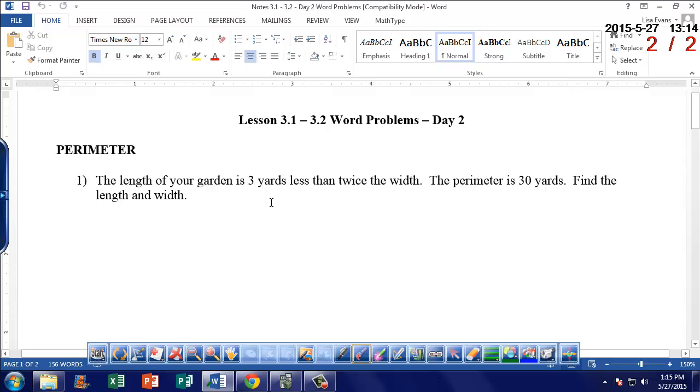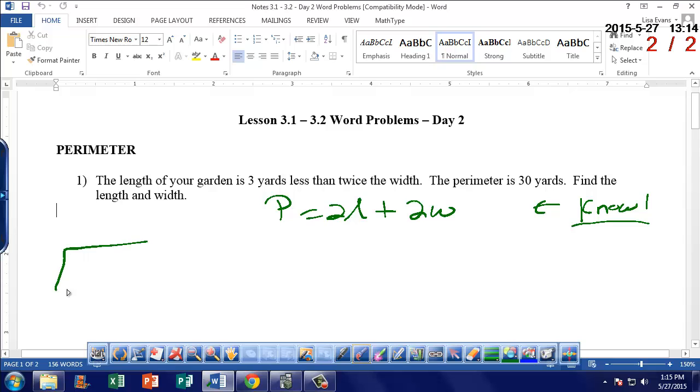formula for perimeter. The formula for perimeter is twice the length plus twice the width. You must know this. It says the length of your garden is 3 yards less than twice the width. The width we don't know, so we're going to just call the width W. Well, we know the length is 3 yards less, we always subtract second, than twice the width.